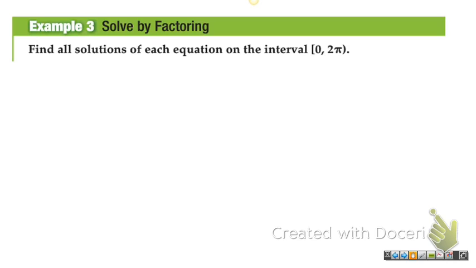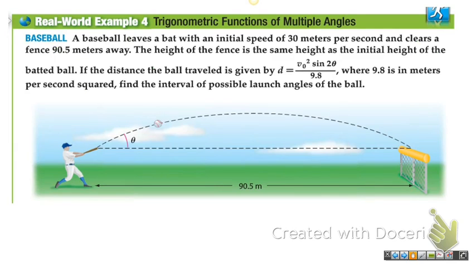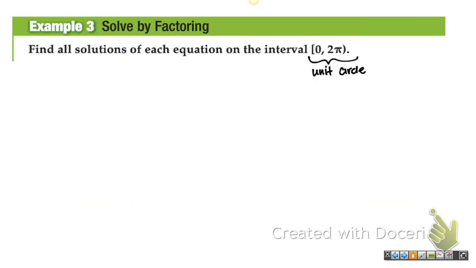All right, so solve by factoring. Find all the solutions of each equation on the interval. So now notice that instead of asking me to find all solutions, it's only asking me to find solutions over the unit circle. So now I can just give only the answers that satisfy on the unit circle. All right, so our equation here is cosine x sine x equals 3 cosine x.